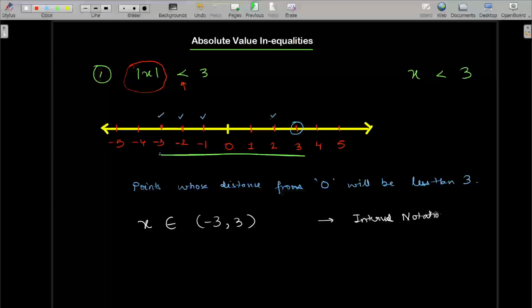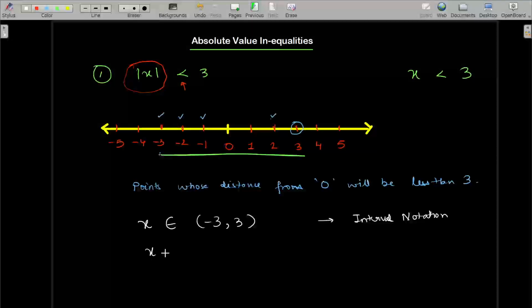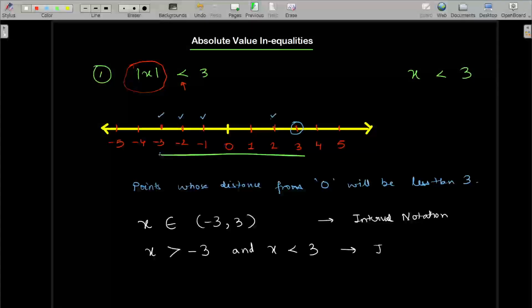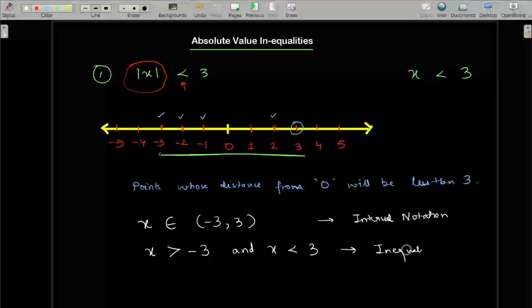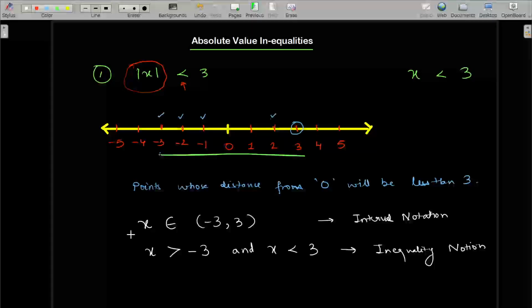And then there is inequality notation, which says that all the x's are greater than -3 but less than 3. So, all the x's which are greater than -3 and less than 3. Is this correct? Yeah. So these are the solutions, and these are two different notations. This is interval notation and this is inequality notation.